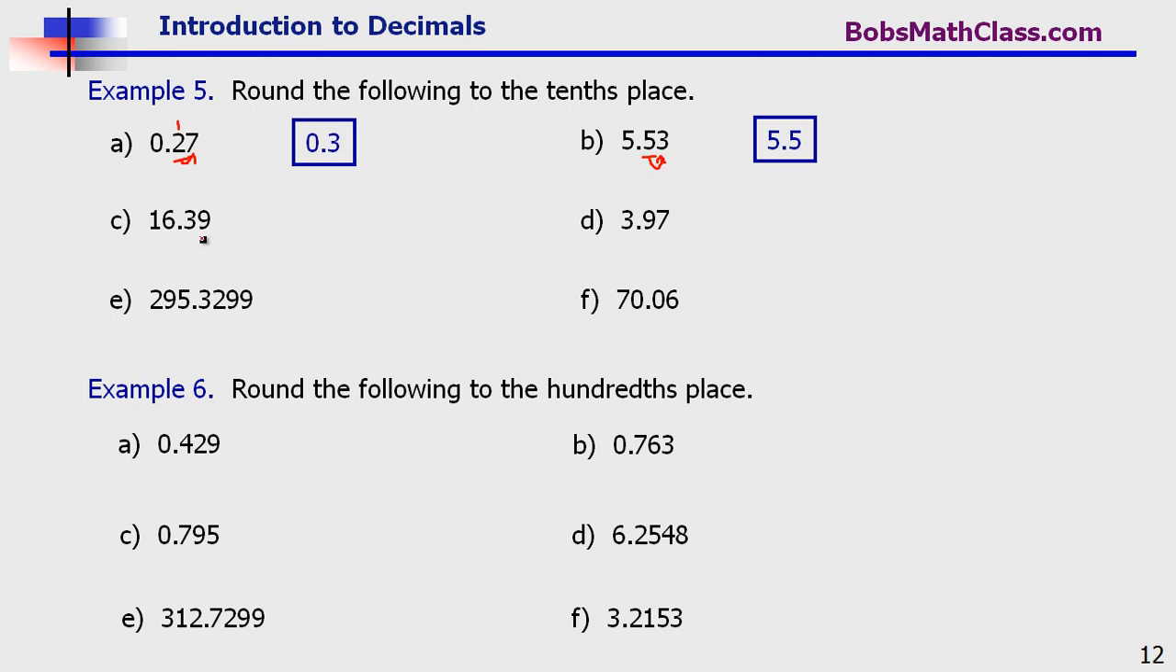Okay, let's try the next one. Underline the tenths place. 3. Okay, look at the number to the right. What is it? It's a 9. Is it 5 or more or 4 or less? It's 5 or more. And what does it say if it's 5 or more? Add 1. Add 1 to what? To the specified place. So that means add 1 to the tenths. So we're going to add 1 to this number. So what's our answer? 16.4. And that's the last number to write down.